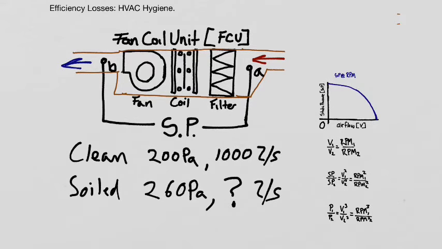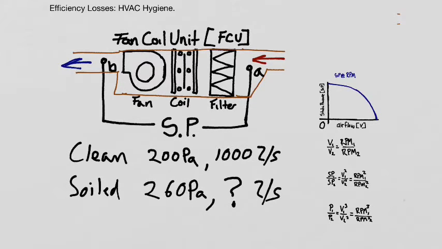We're going to state that our air conditioning unit has a 200 Pascal pressure loss at 1,000 litres a second when clean. After 3 to 4 years of operation with many filter changes, we now have a partly restricted filter with an extra 20 Pascals and a moderately soiled coil with an extra 40 Pascals pressure drop. This gives our soiled fan coil unit 260 Pascals pressure loss.